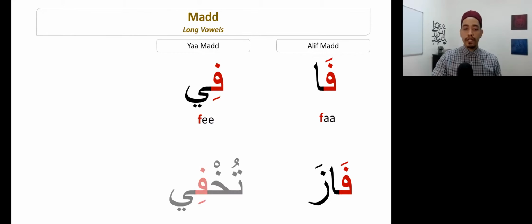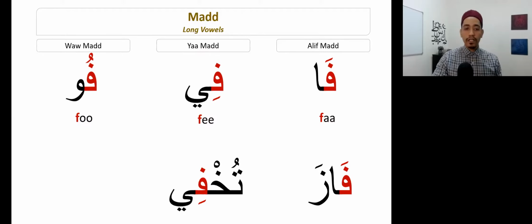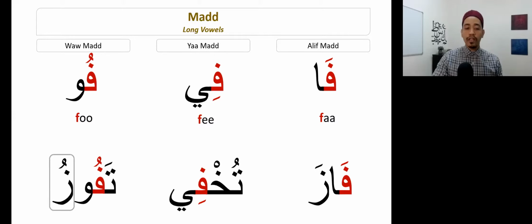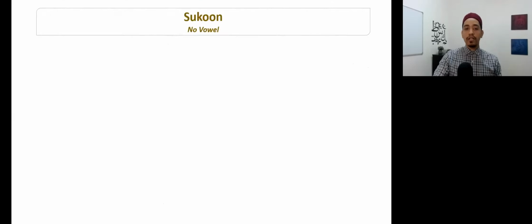In a word, here we have a sukoon, so we read them as one unit. Tu plus the kh, tukh. Fi, tukh, fi. Okay. With the waw mad, fu. In a word, ta, fu, tafu, and then zu, tafuzu. Perfect.